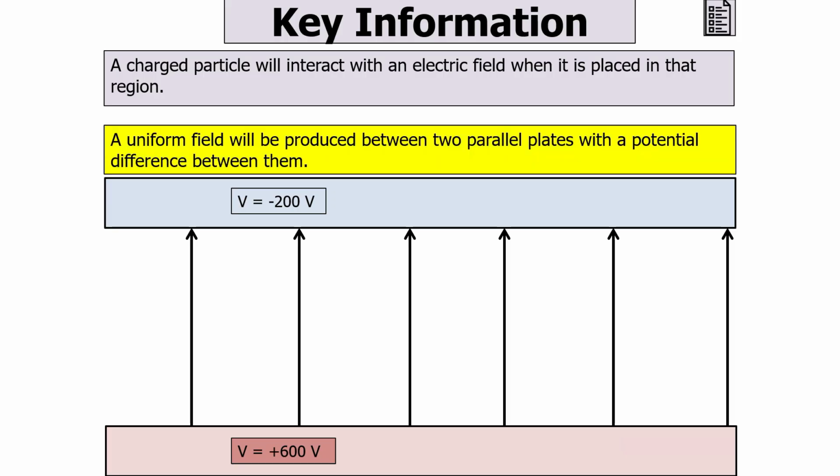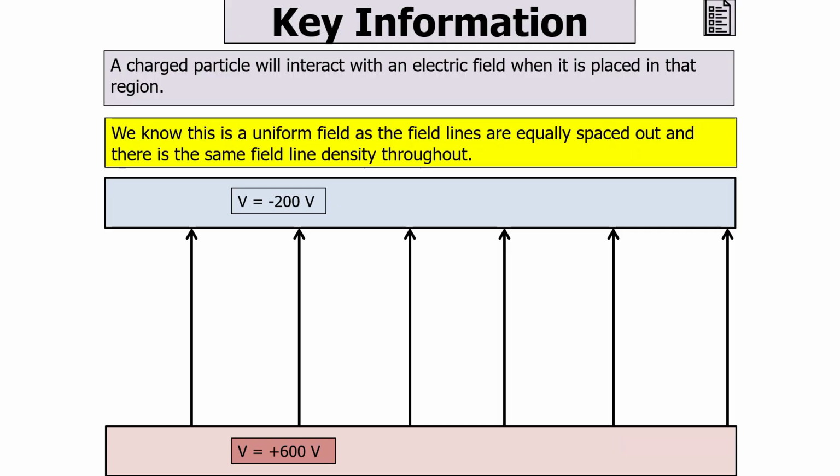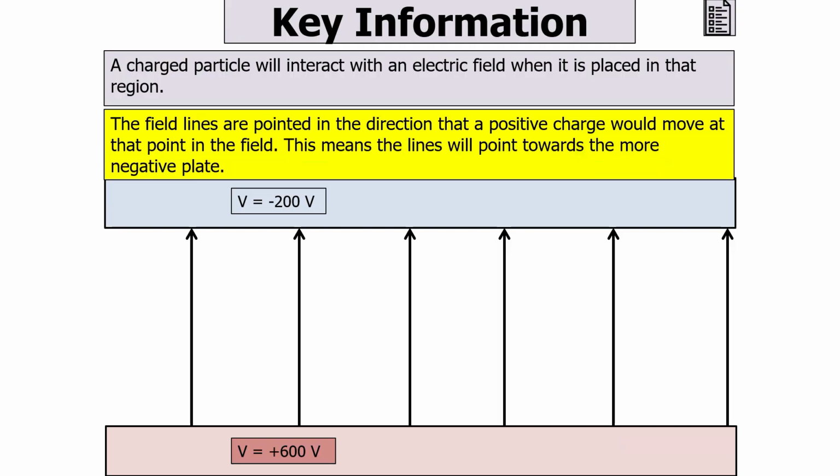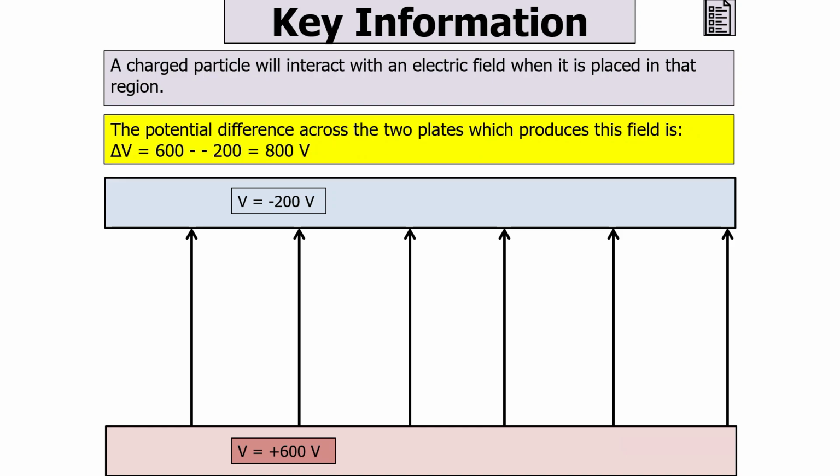Now a uniform field will be produced between two parallel plates with a potential difference between them. Now we know this is a uniform field as the field lines are equally spaced out and there's the same field line density throughout. Now the field lines are pointed in the direction that a positive charge would move in at that point in the field. So this means that the lines will point towards the more negative of the two plates. Now the potential difference across the two plates which produces this field is 600 minus 200, which is 800 volts.